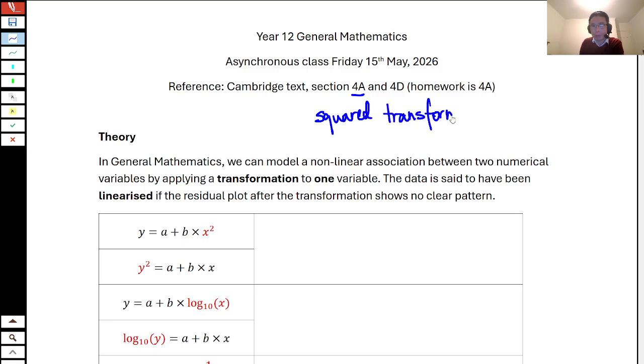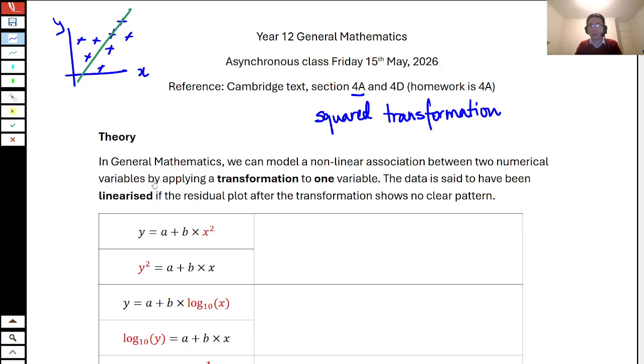When we finished chapter 3, we modeled linear associations between two numerical variables. So let's say we had a scatter plot that looks something like this. We had a line of best fit. And that worked really well when the association between the variables was linear.